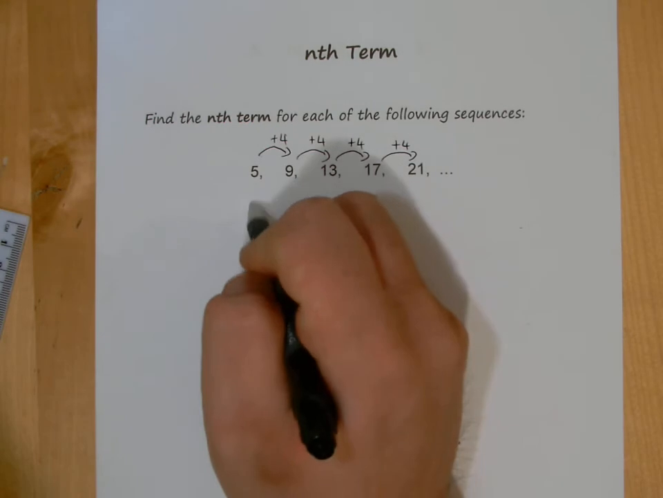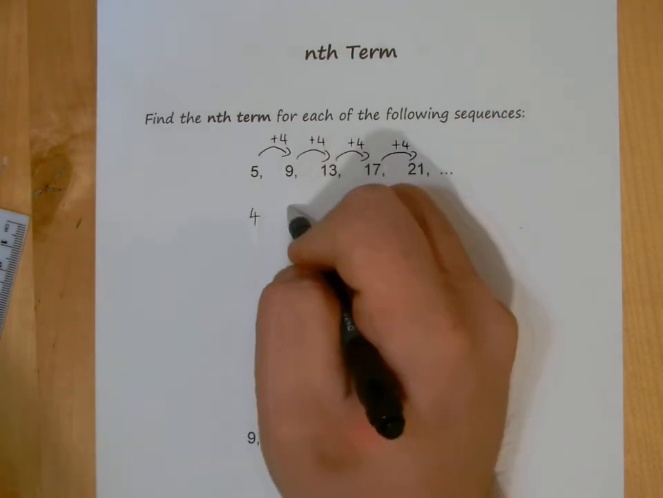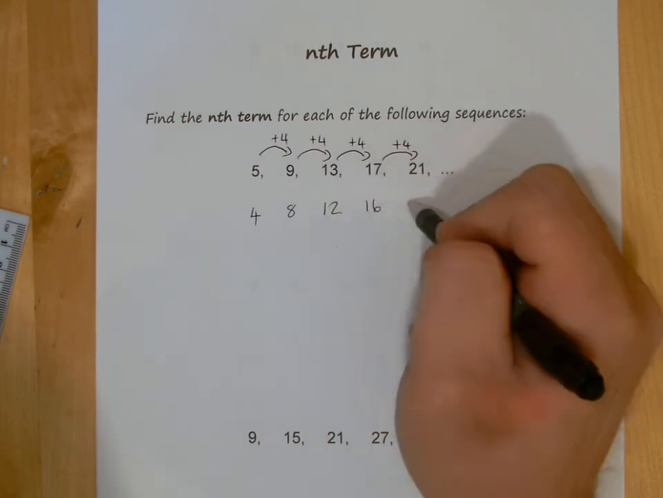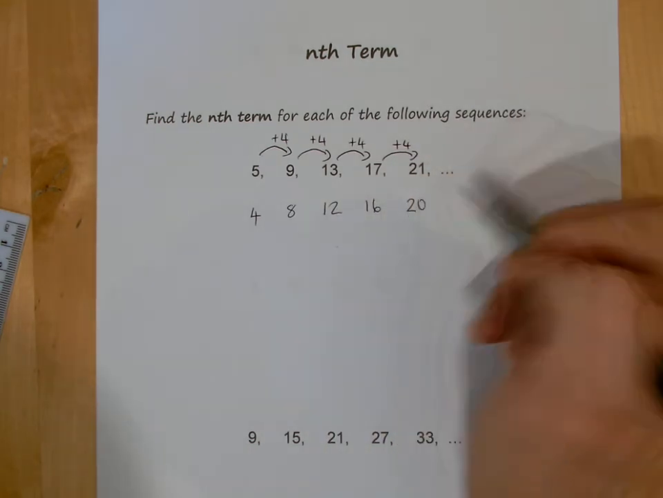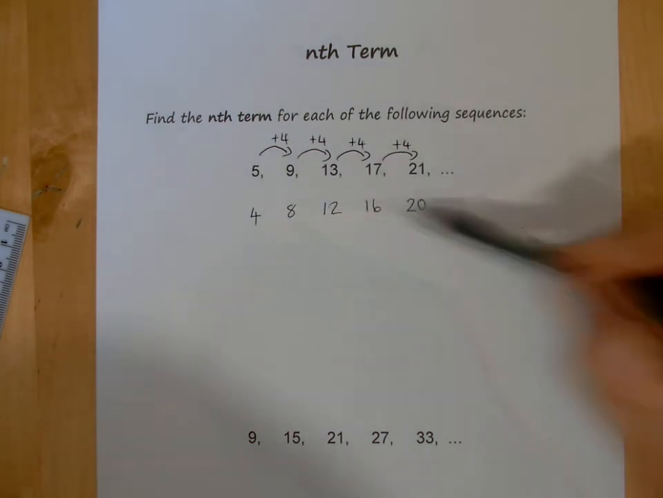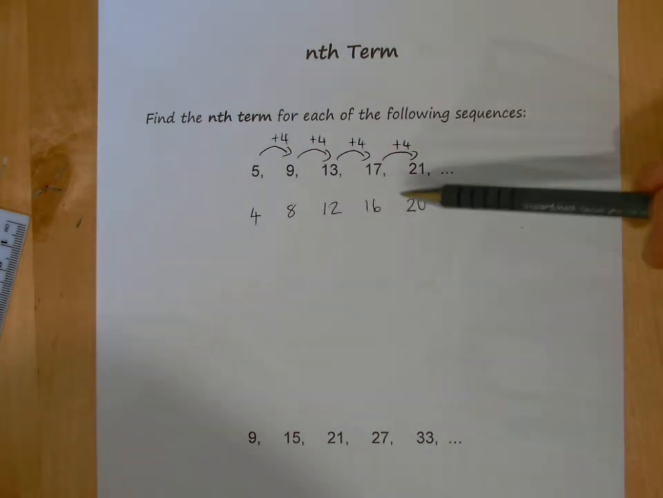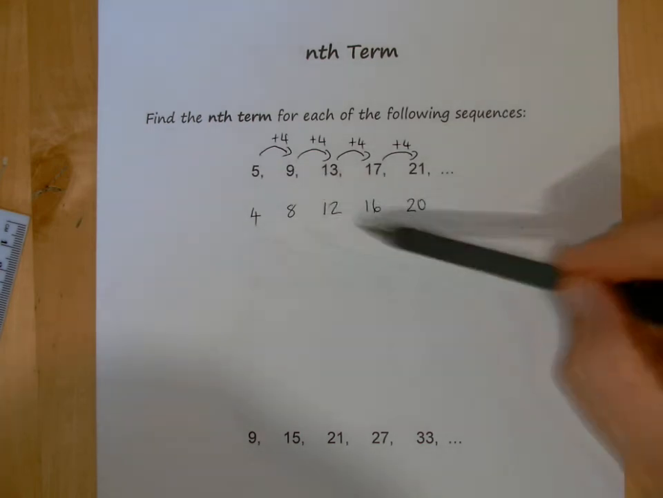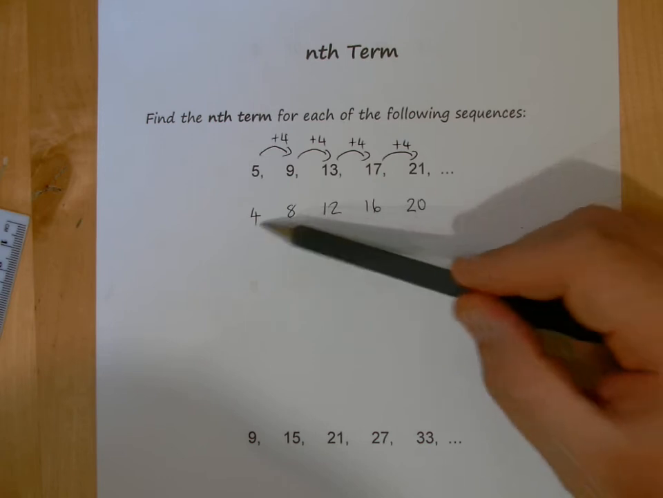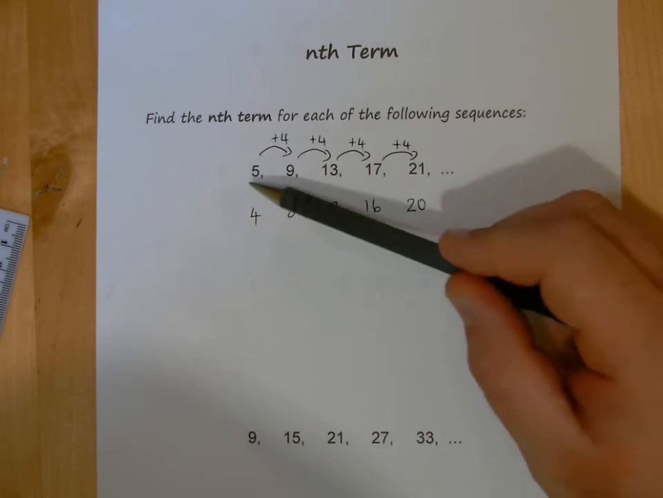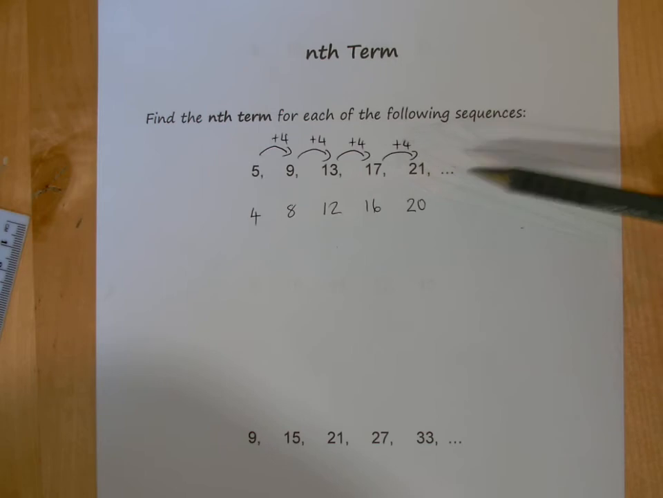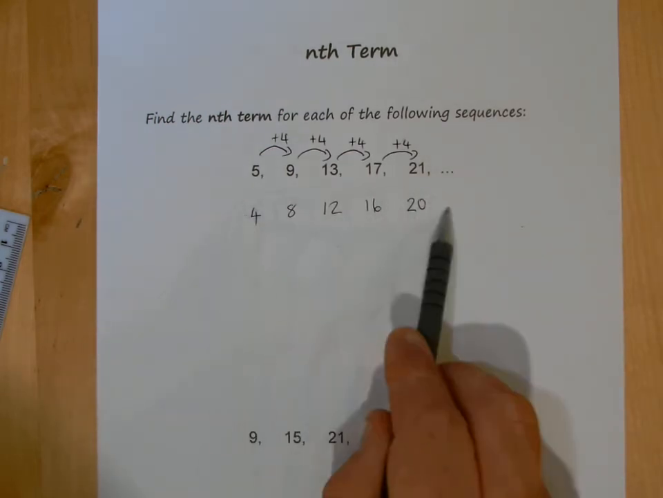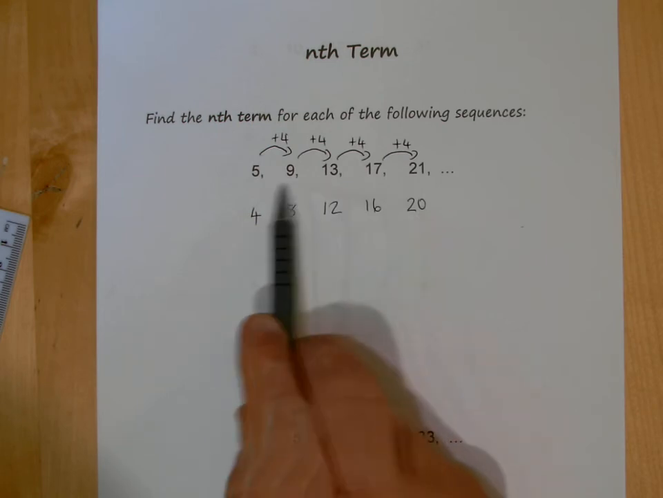Because it's increasing by 4, write down the 4 times table. So 4 times 1 is 4, 4 times 2 is 8, 4 times 3 is 12, 4 times 4 is 16, 4 times 5 is 20. And that's the 4 times table. When you compare it to the actual sequence, something remarkable occurs: this is 1 less than the sequence. So all I've got to do is take the 4 times table and add 1 onto it, and I get my sequence.